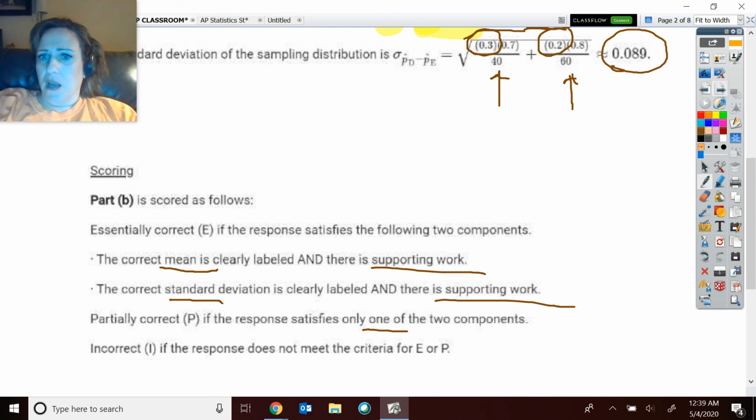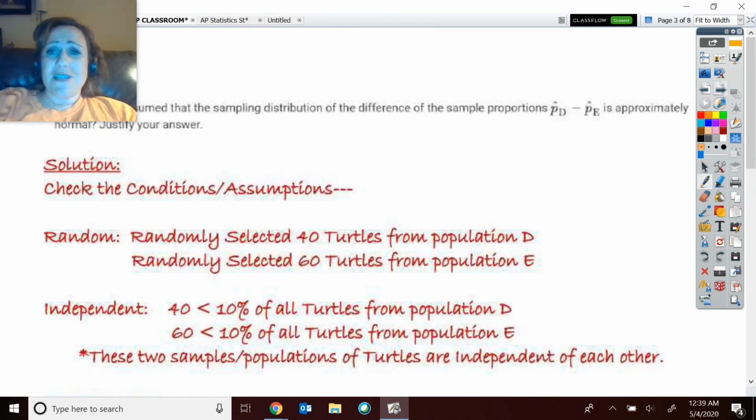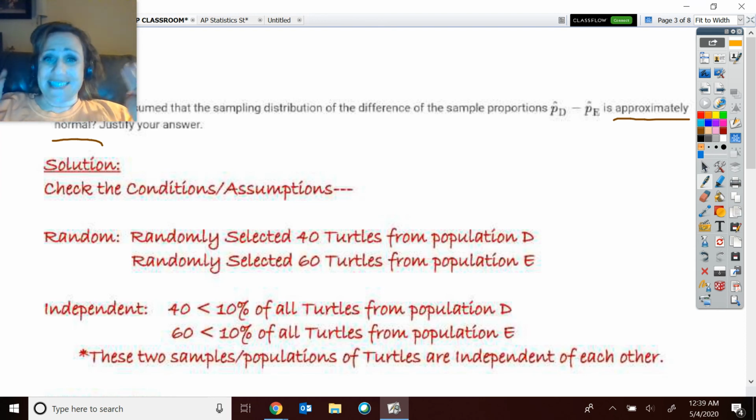Okay? All right. So here, now it says, hey, do we have the right to say that we have an approximately normal distribution? So can we say that that sampling distribution is approximately normal? Well, that just means we need to check those conditions and assumptions. So that's our random, independent, and large enough.